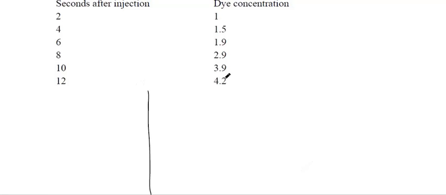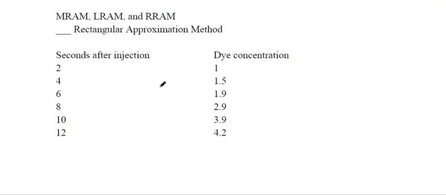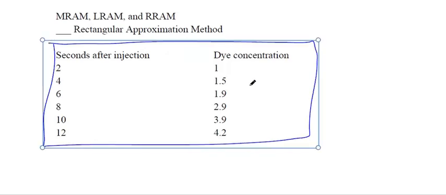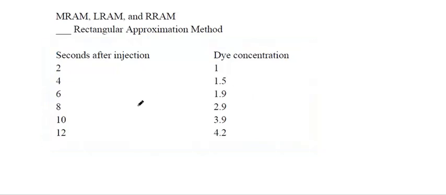You could see how you could probably do it with a function. You just got to plug in x equals 2, find out what the y value is. Plug in x equals 4, find out what the y value is. So for this particular problem, we're asked to estimate the area under the dye concentration curve. So you can plot these data points.